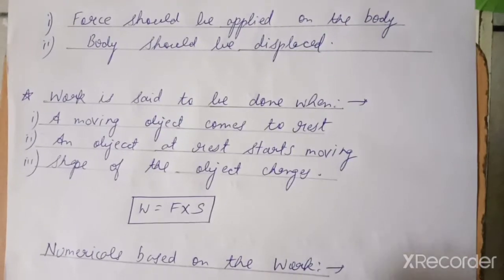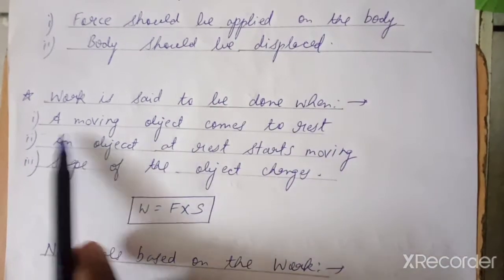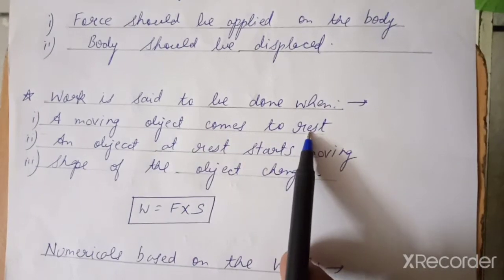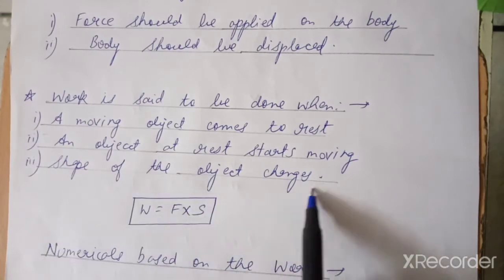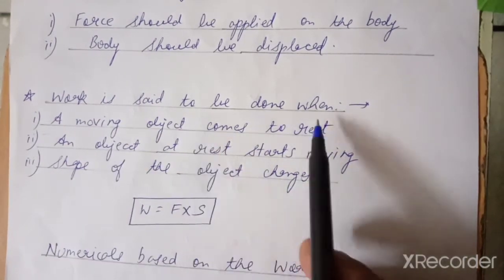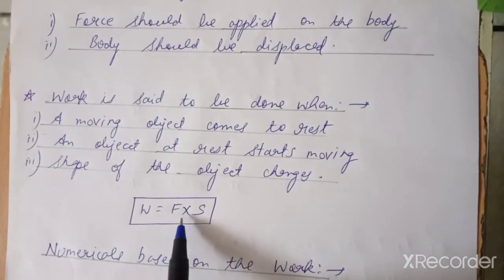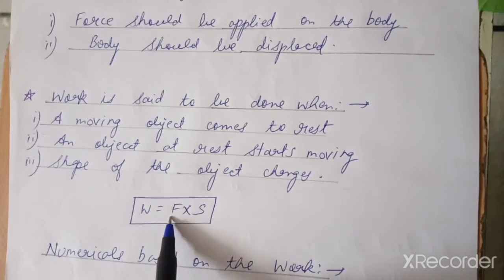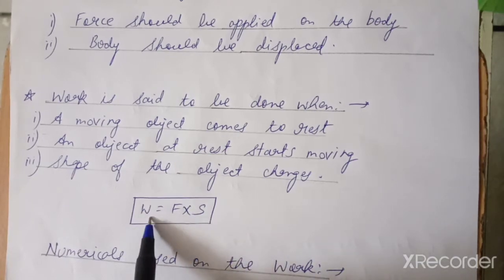Work is said to be done when a moving object comes to rest, an object at rest starts moving, or the shape of the object changes. So when work is applied, these three things can happen, and work depends upon two conditions: it is the product of force and displacement. What is the minimum condition? Force should be applied on the object. When force is applied on an object, it produces displacement, and only then is the work said to be done.